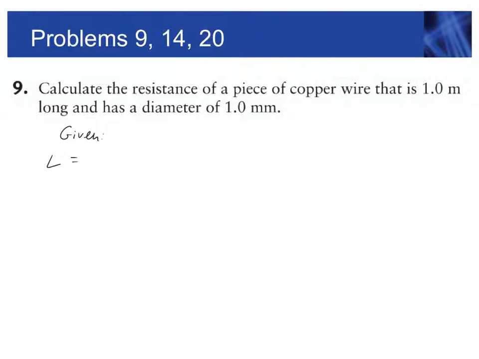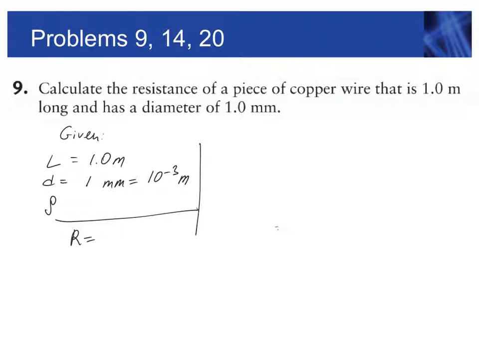Length of the copper is 1 meter. Diameter is 1 millimeter. Let's convert that to meters right away. So it's 10 to the negative 3 meters. We also need to know the resistivity of copper, and pretty much set. We're looking for resistance. R is question mark.